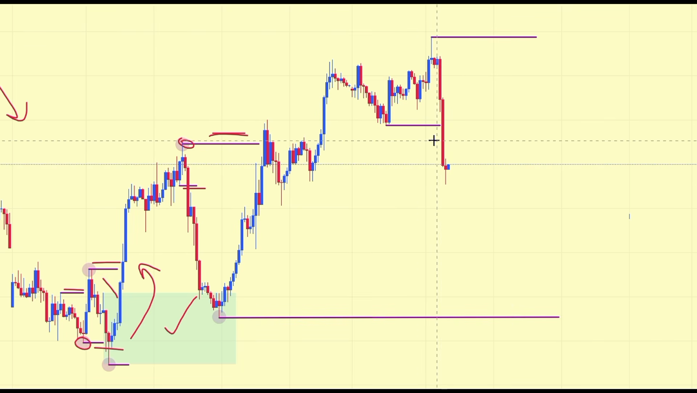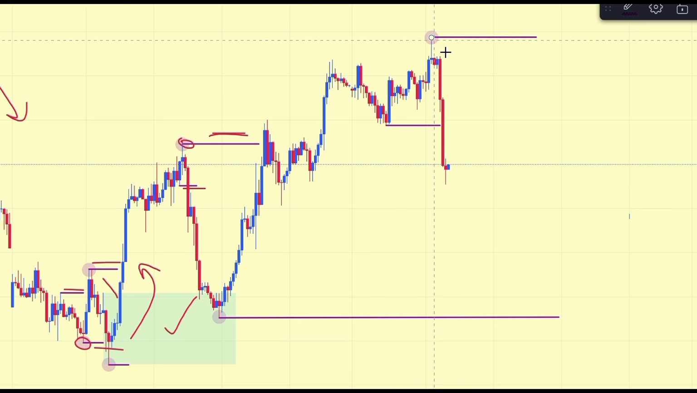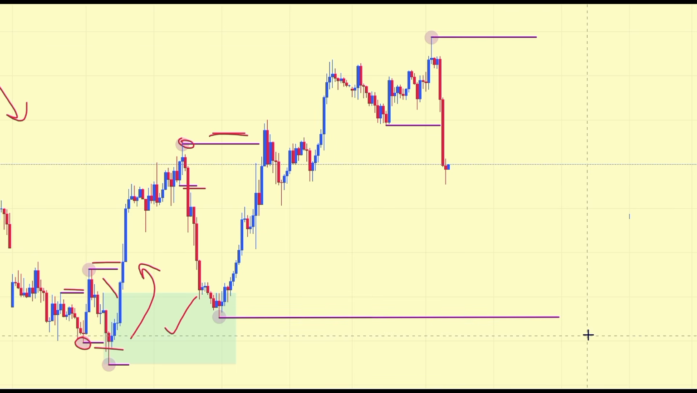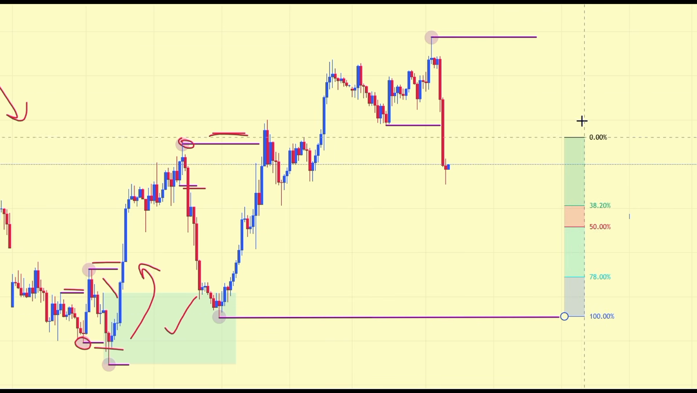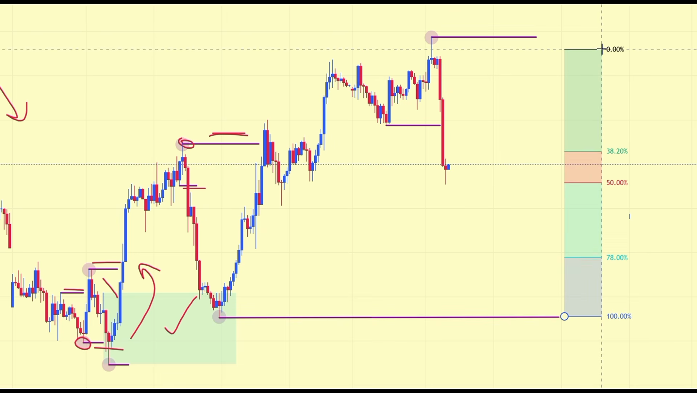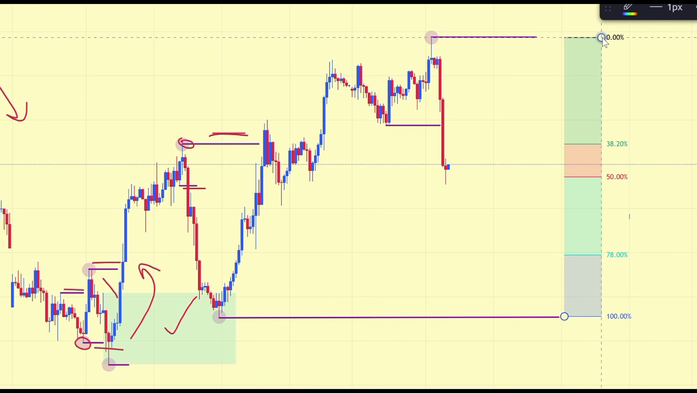And also we said once the major inducement or the minor inducement is taken out, then this high is now a confirmed swing point. So now we can confidently mark this low as the low of our trading range, and that high as the high of our trading range. So our trading range ranges from this low all the way to where my fib point ended.